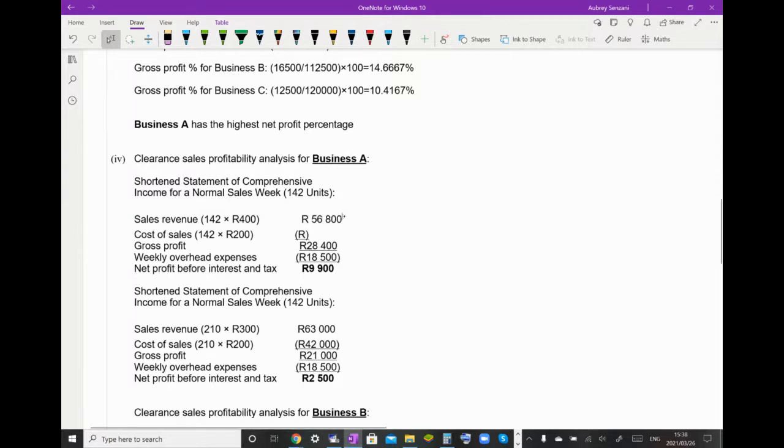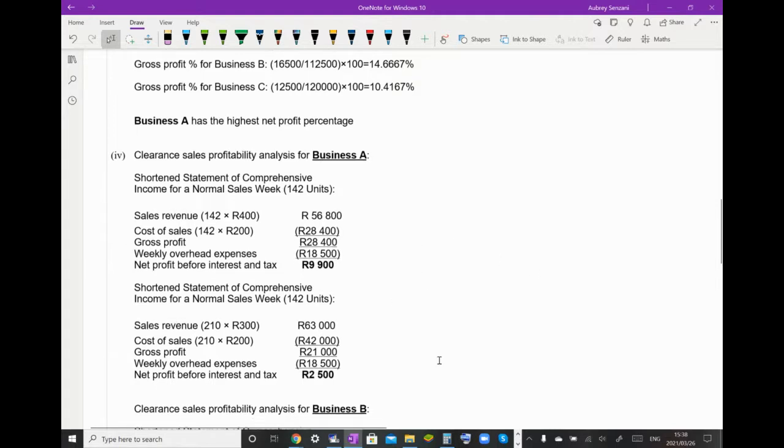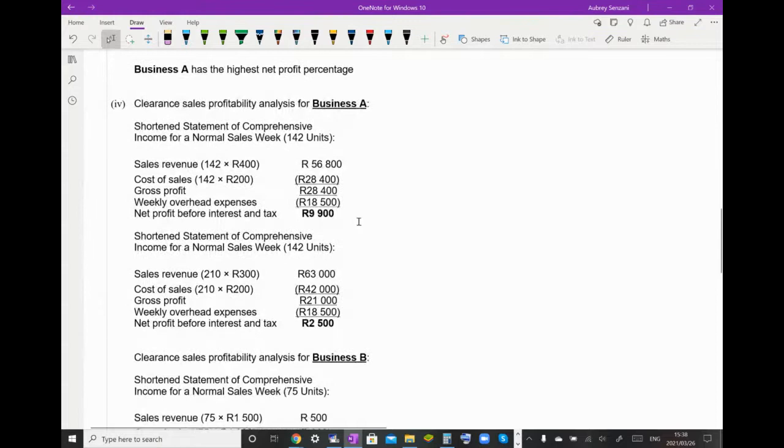56,800. Okay, and then in terms of cost of sales, 200 times, so that would be half of that, so that should be 25,000, 3,200, yep, 28,400. Okay, almost there. All right, and there we have our net profit. In this first half, I'm just going to highlight it quickly. That was our normal week of sales.